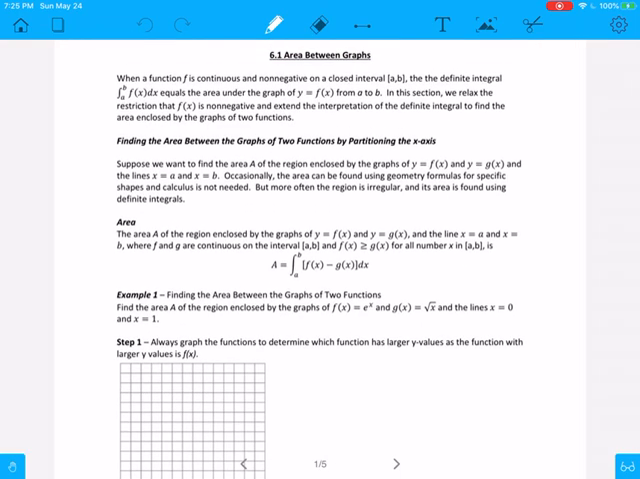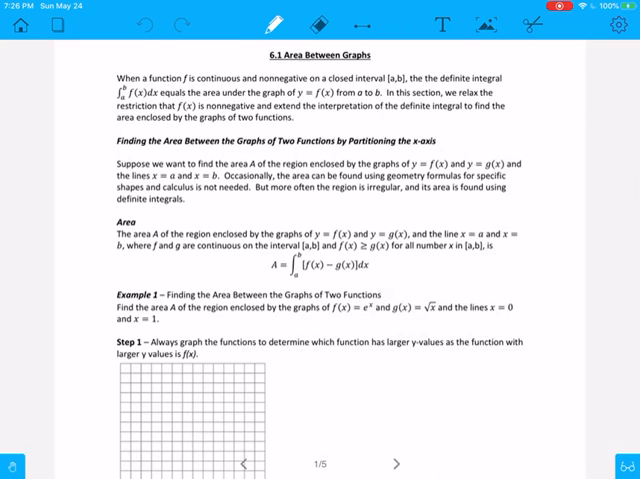If a function f is continuous and non-negative on a closed interval [a, b], the definite integral from a to b of f of x dx equals the area under the curve y equals f of x from a to b. So if you were just trying to find the area under the curve, which we found already, all you did was find the integral between those 2 x values, which meant you found the antiderivative and plugged in the values. In this section, we relax the restriction that f of x is non-negative and extend the interpretation of the definite integral to find the area enclosed by the graphs of 2 functions, not just one between x values, but 2.